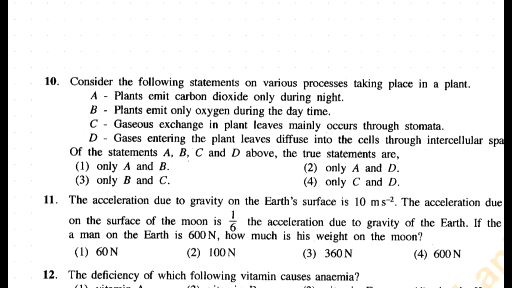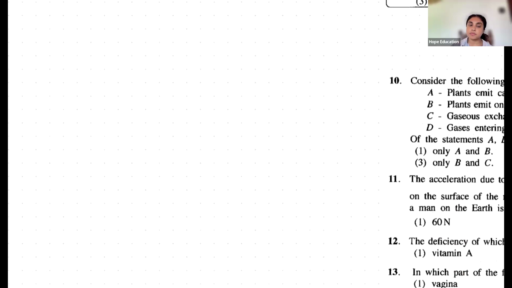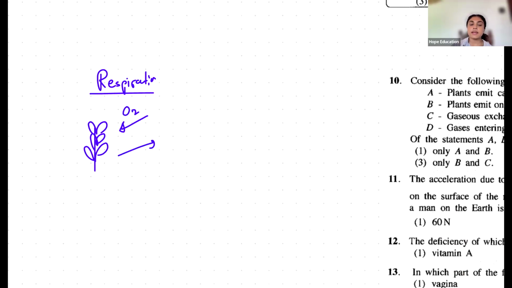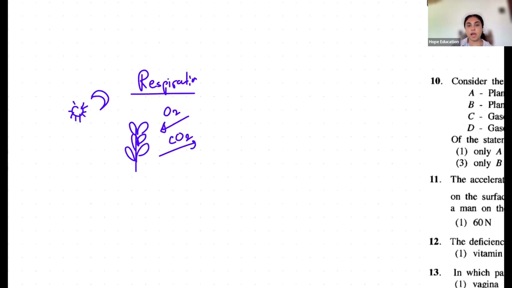Consider the following statements on various processes taking place in a plant. A: Plants emit carbon dioxide only during night. What do you think about A? True or false? The process by which plants emit carbon dioxide is respiration. If you take a plant, they take in oxygen and release carbon dioxide. It happens in the daytime too. I mean, respiration happens all the time, right? It happens at night too. What about photosynthesis?